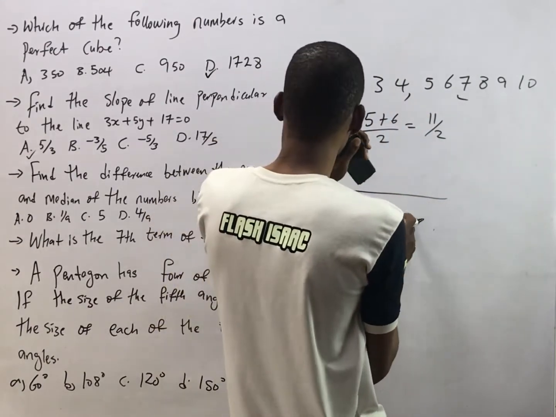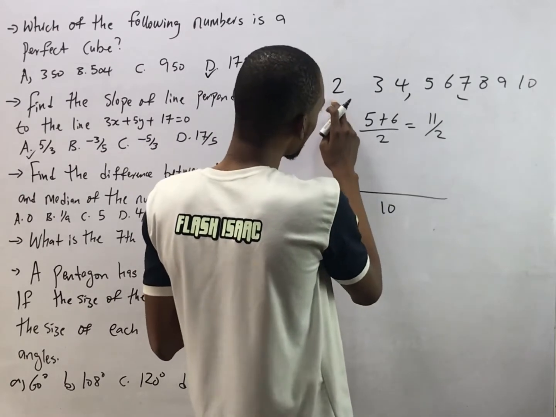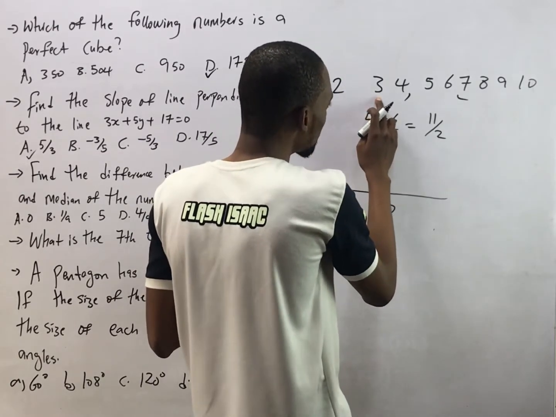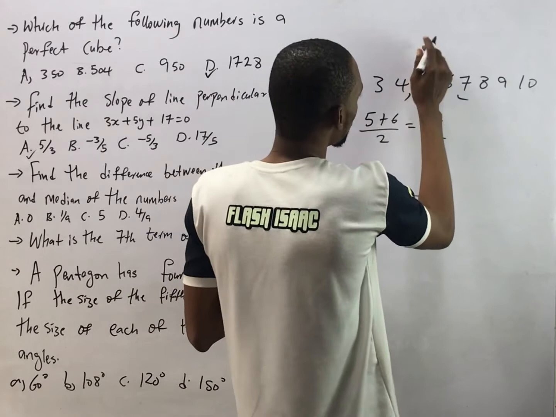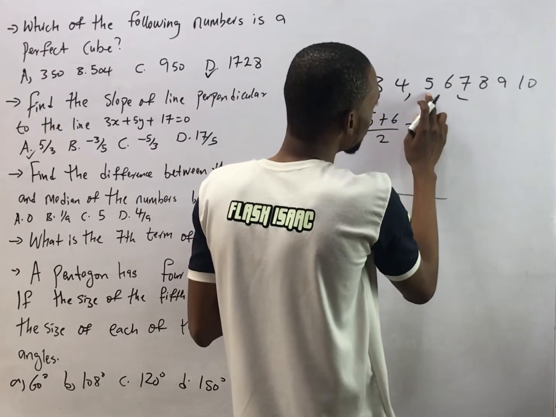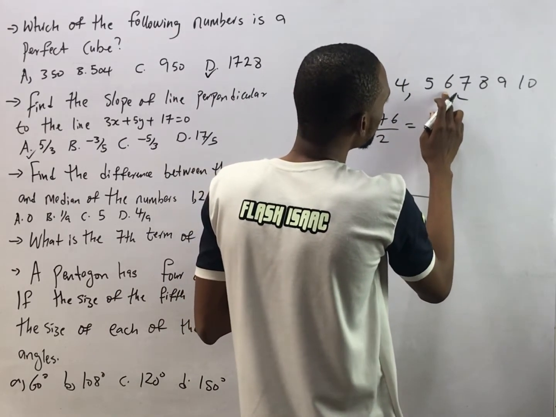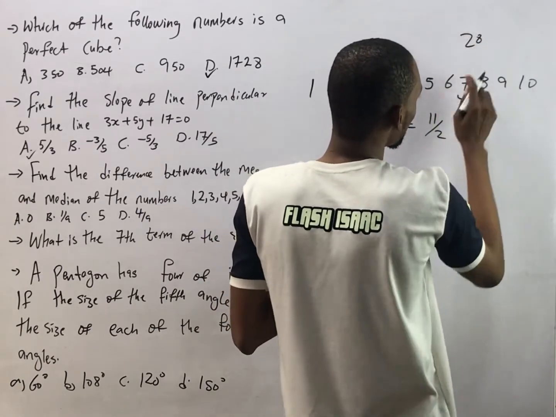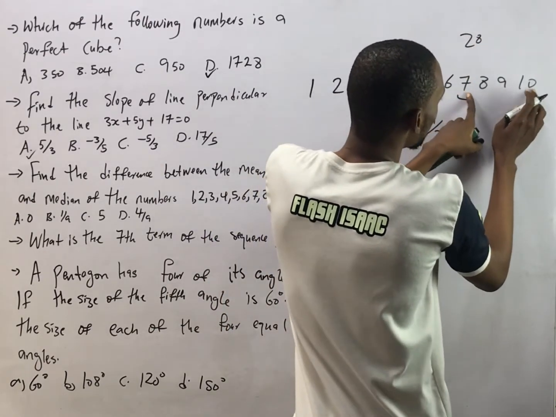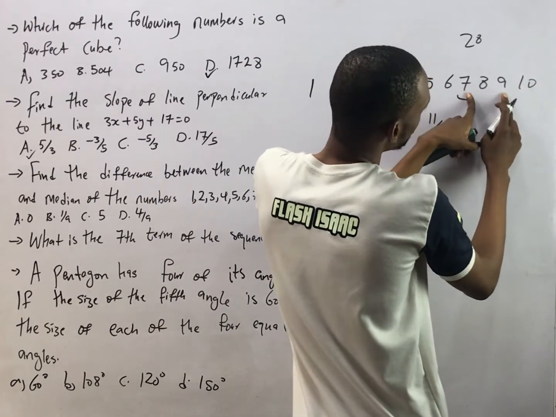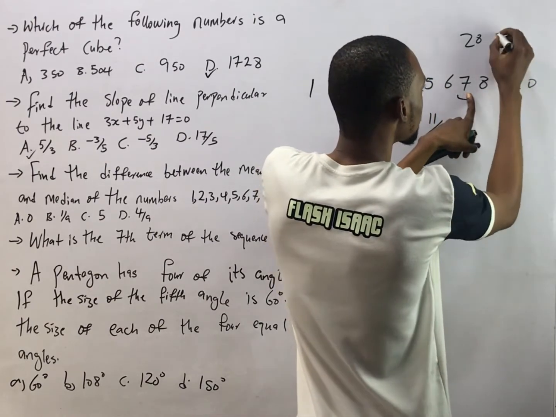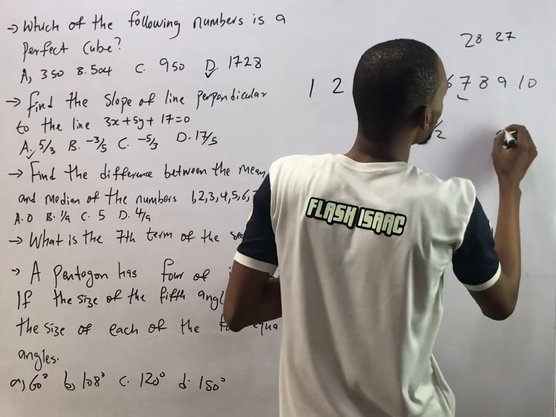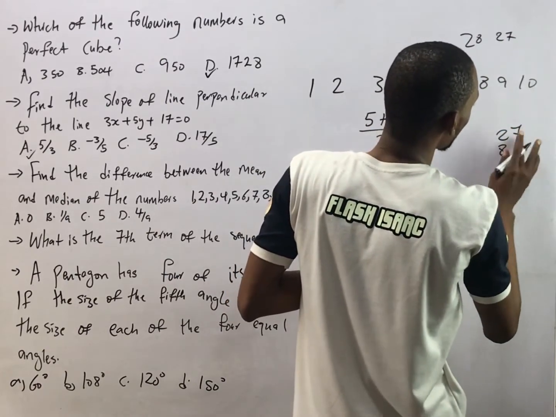So if we add this and this, it will give you 3. 3 plus 3 will give you 6. 6 plus 4, 10. Plus 5, 15. Plus 6, 21. Plus 7, 28. So we have 28 already. Then 10 plus 9 will give you 19. Plus 8, 27. So 27 plus 28.